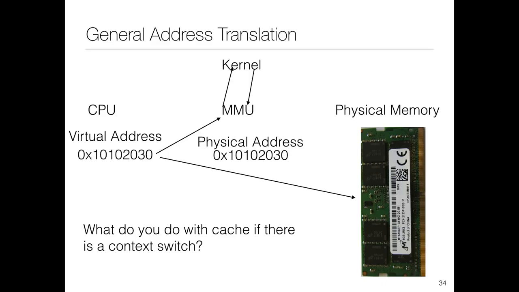Okay, so what do you do with the cache? So what do you do with the cache if there is a context switch? Bring it to the new context. Okay, someone else. Smeet. If a context switch happens, let's say this CPU was currently running process A. It requests this virtual address. Now this process gets context switched to another process. What happens with the cache?